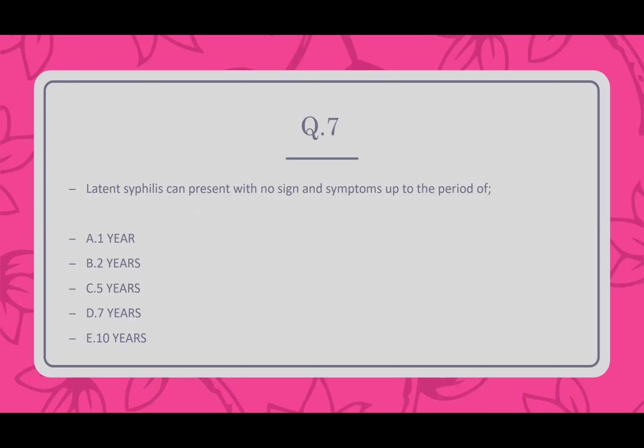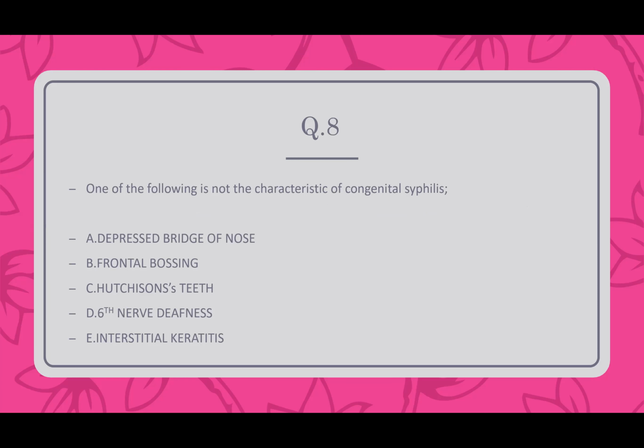Next, latent syphilis can present with no signs and symptoms up to a period of 1 year, 2 years, 5 years, 7 years, 10 years? 5 years. One of the following is not a characteristic of congenital syphilis: depressed bridge of nose, frontal bossing, sixth nerve deficit, keratitis? No, it's sixth nerve. B. Sixth nerve deafness.